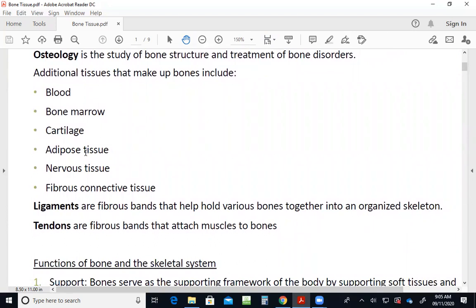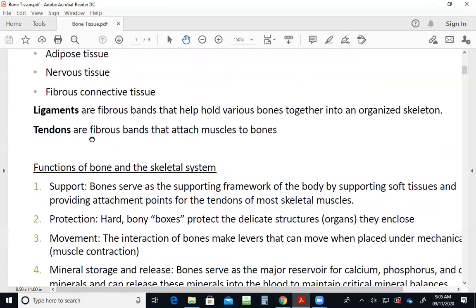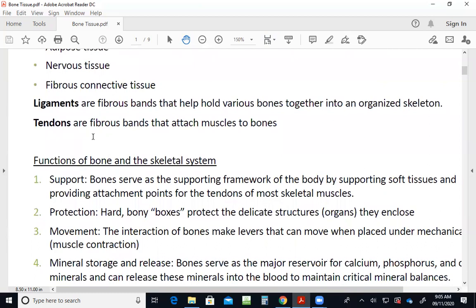Aside from the bone tissue, within our bones or associated with our bones are additional tissues, which include our blood, bone marrow, cartilages we've already mentioned, adipose tissue, nervous tissue, and fibrous connective tissue. That fibrous connective tissue really relates to two types of structures, ligaments and tendons. Ligaments are fibrous bands that help hold various bones together into an organized skeleton. So they're very involved with many bones.